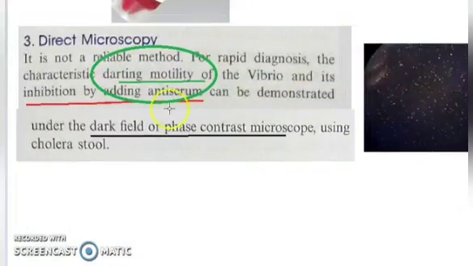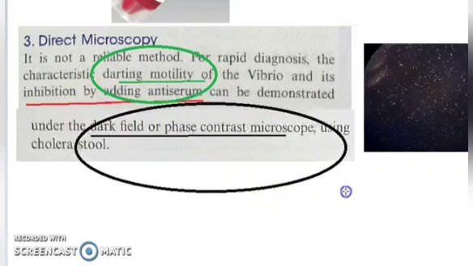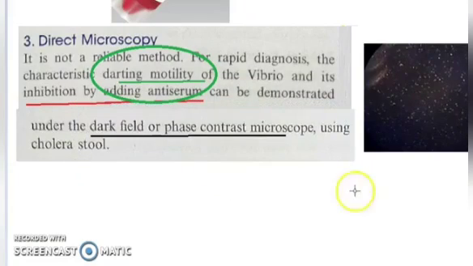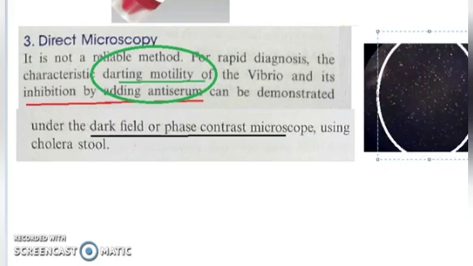Then you will do direct microscopy. Direct microscopy you can do in a dark field or phase contrast microscope. You can see darting motility in the hanging drop method. This is how you will see it in a dark field or phase contrast microscope.